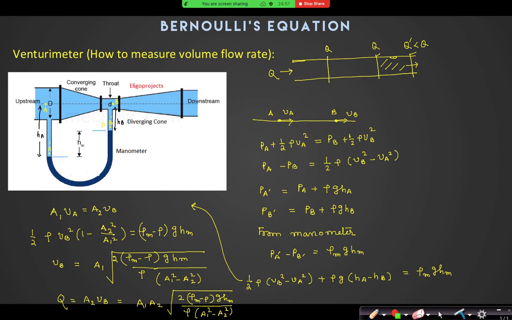If the density of the liquid is very small compared to the mercury, then sometimes for rho mercury minus rho, you can only take rho mercury. If it is written in your question or the data that it is very small, you can approximately find your answer. Okay, I think we have done it.